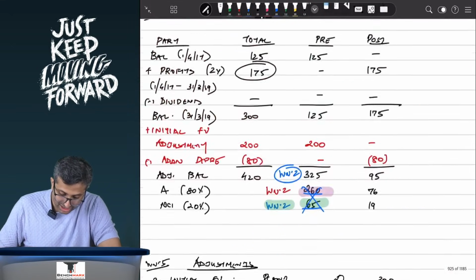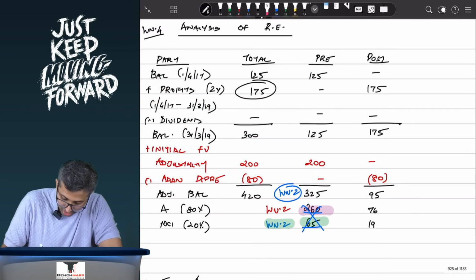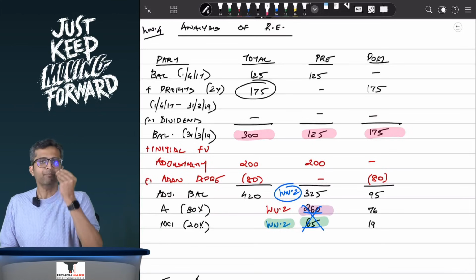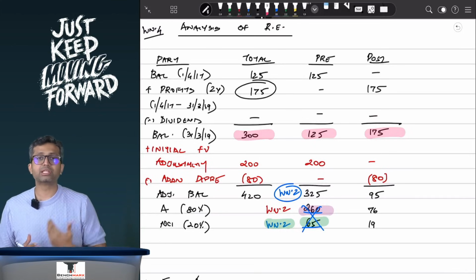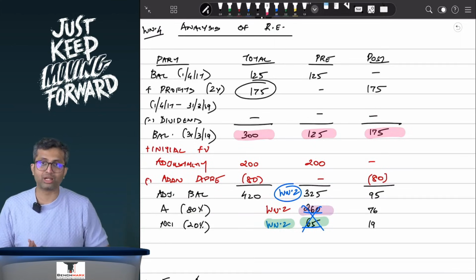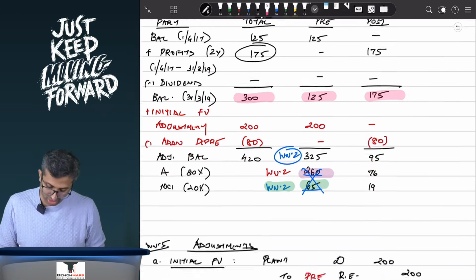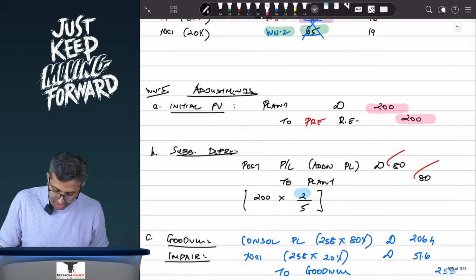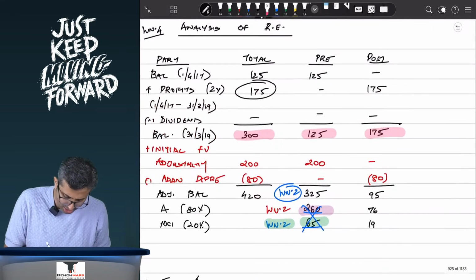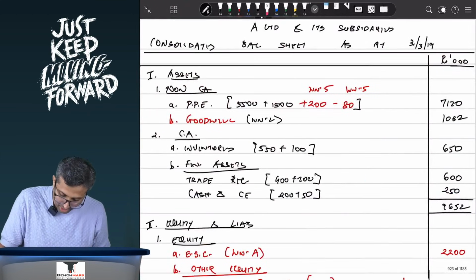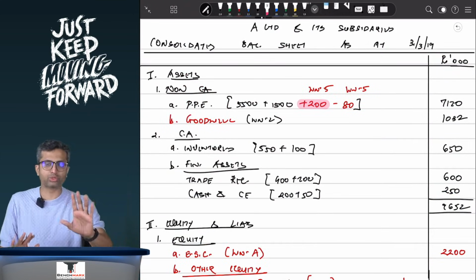Now this is 300, 125 pre, 175 post. At this point you will have to do the fair value adjustment. In the fair value adjustment, there is an increase in fair value of the plant by 200. So your entry will be plant account debit 200 to pre-reserves. This was as on the acquisition date 200. So when I look at the pre-reserves working, adjusted balance, initial fair value adjustment, this will increase by 200. Second effect is going in plant. When I look at the plant, this is plus 200 in the plant account.